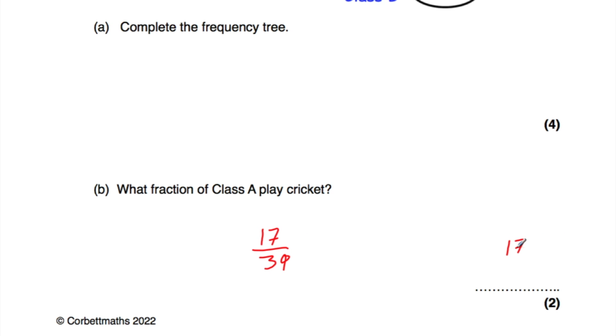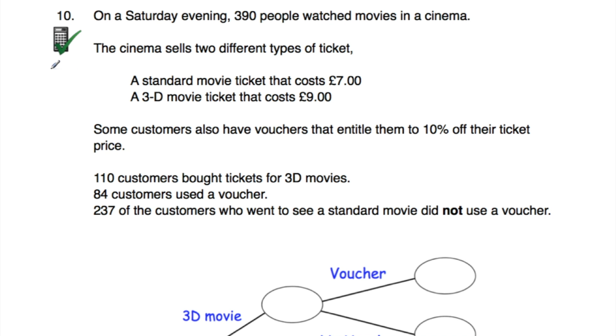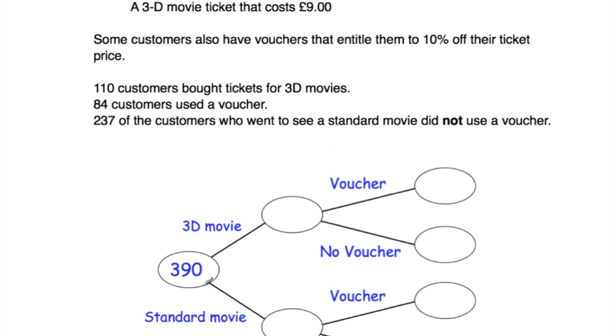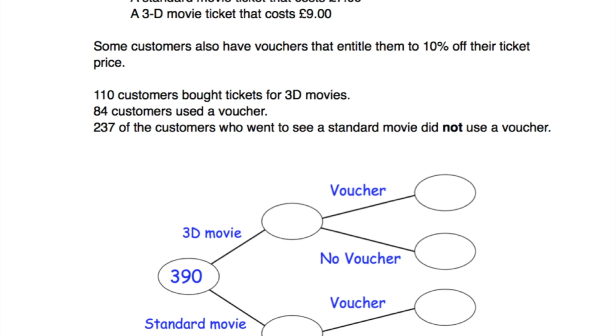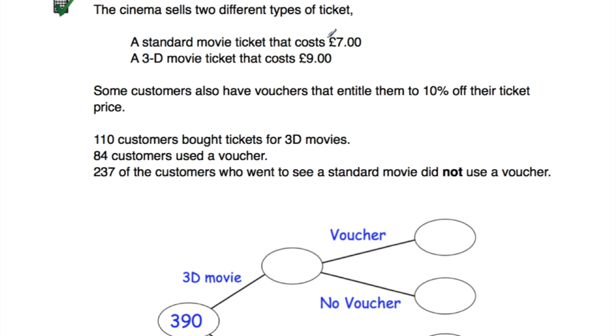So that's our answer, 17 39ths. Okay, question number 10, and this is a calculator question. On a Saturday evening, 390 people watched movies in a cinema. So there's 390 people that visit the cinema. And we're told that a standard movie ticket costs £7 and a 3D movie ticket costs £9.